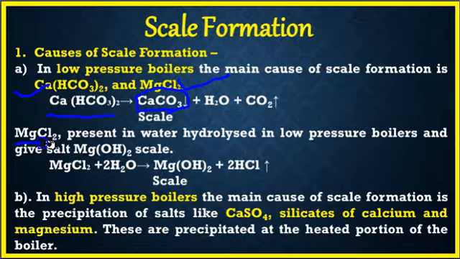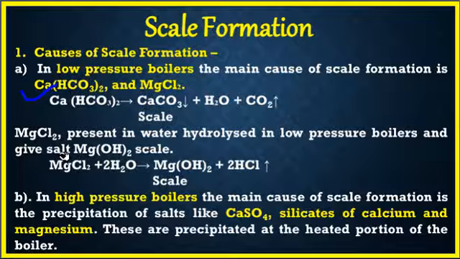Similarly, magnesium chloride is responsible for scale formation in low pressure boilers, because when water is heated, the magnesium chloride decomposes or is precipitated as magnesium hydroxide. So scale is formed due to magnesium hydroxide, but from where does magnesium hydroxide come into the water? It comes into the water due to the reaction of magnesium chloride and water. So the salts responsible for scale formation in low pressure boilers are magnesium chloride and calcium bicarbonate.